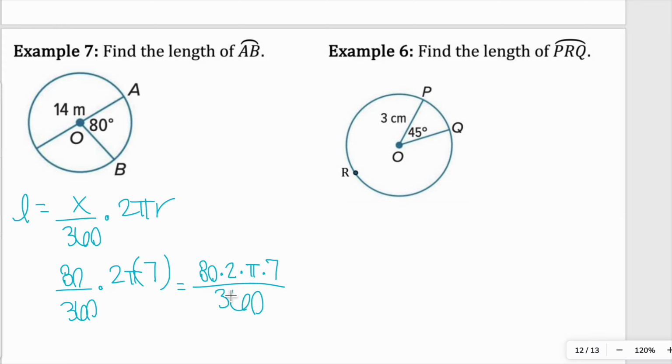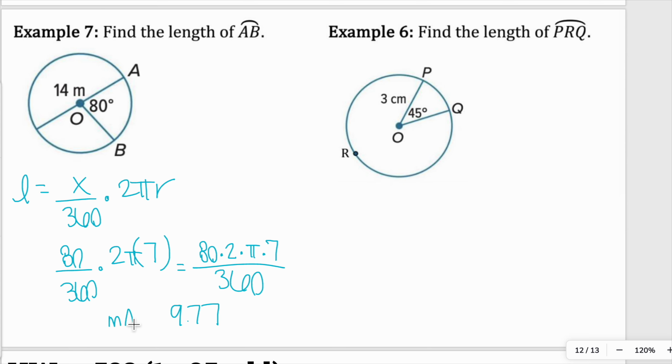80 times 2 times the pi symbol times 7, and then I get 3,518.58, and then I'm going to divide that by 360. I'm going to get 9.77. So the length of arc AB is about 9.77. Go ahead and pause for number 6, see if you can try that one on your own, and then click play when you're ready to check.